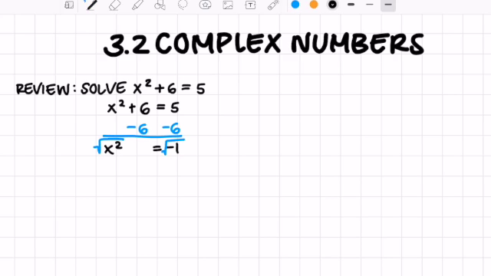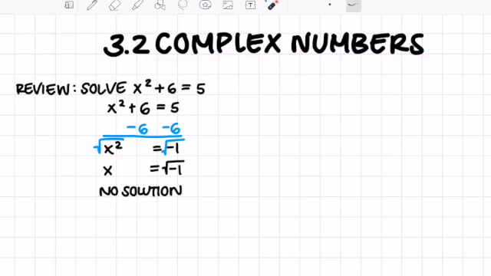If I square root both sides of the equation, I'm left with x equaling the square root of negative 1. Now, so far in section 1, we learned that having a square root of a negative number gives us no solution. But today what we're going to be looking at are complex numbers.